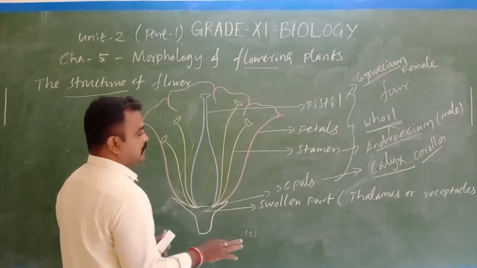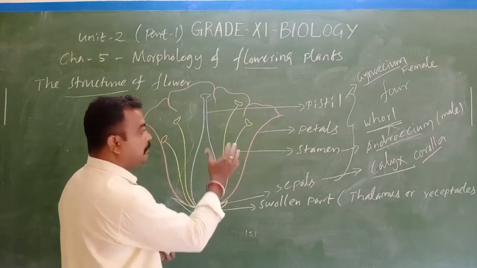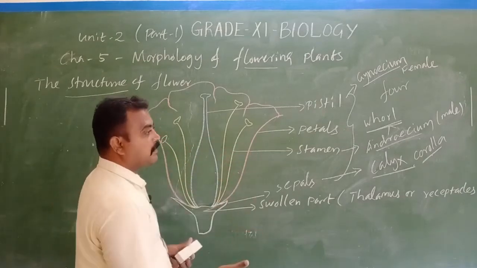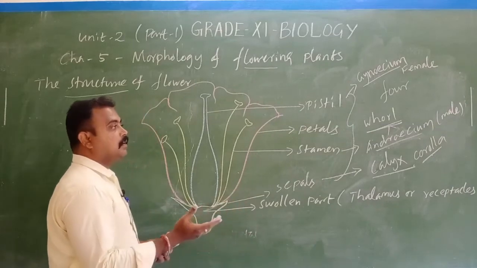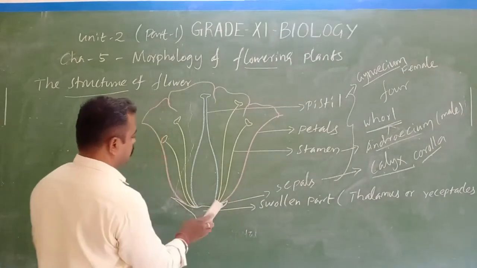In the stamen what is present, and in sepals we have different types, and in petals we have different types, and in pistil we have different types in structure. All those things we will see. Okay, don't worry.